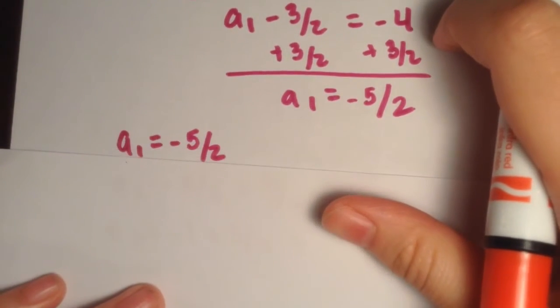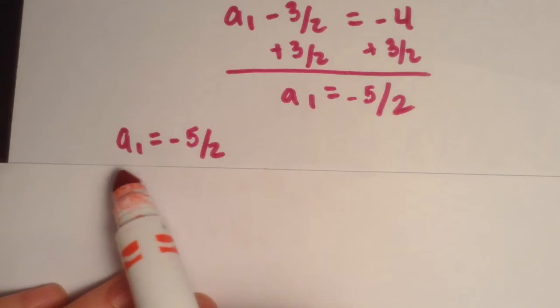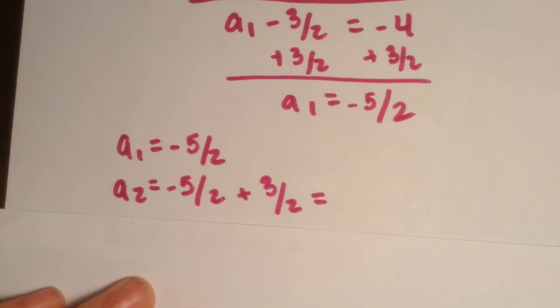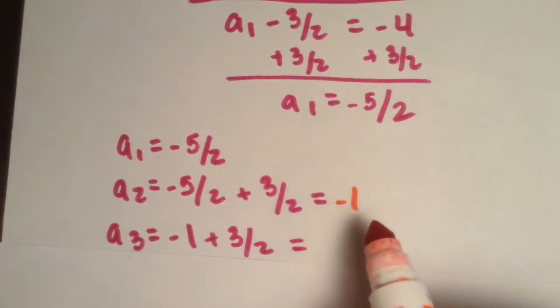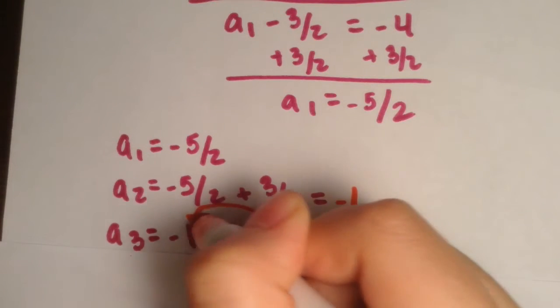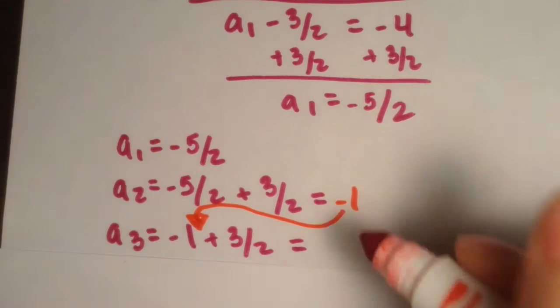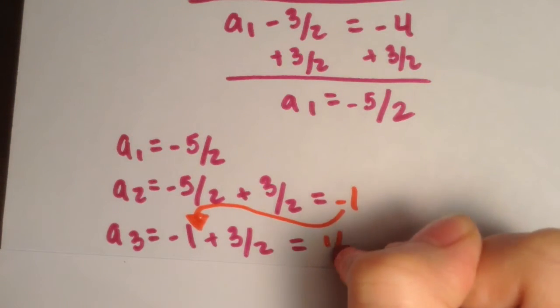Okay? And now that we know that a sub 1 equals -5/2, we know that a sub 2 equals -5/2 plus the common difference that was given to us, 3/2, which is -1. We move this -1 over here because this is a sequence, so we have to go in order. To find a sub 3, we have -1 plus 3/2, the common difference, which equals 1/2.